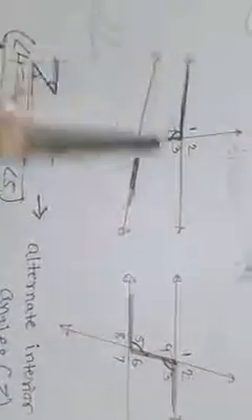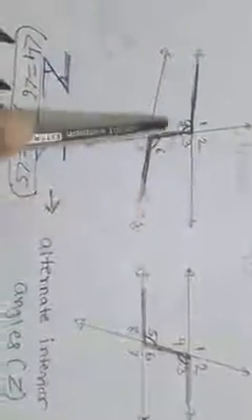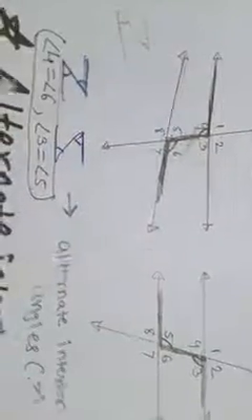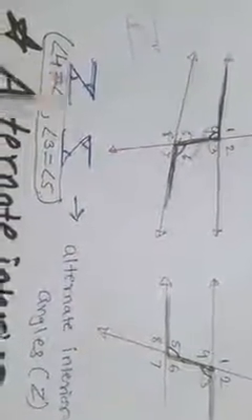If angles are equal, then the lines must be parallel. And if lines are parallel, then the angles must be equal. See, these lines are parallel, therefore angles are equal. If lines are not parallel, then angles are not equal. Is it okay? Then you must remember this.